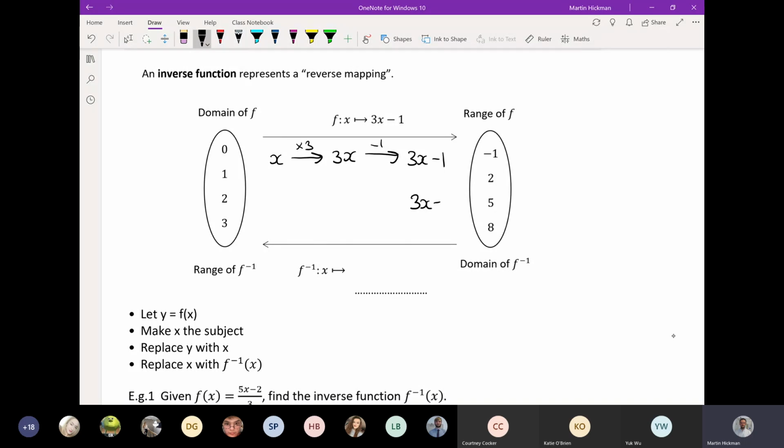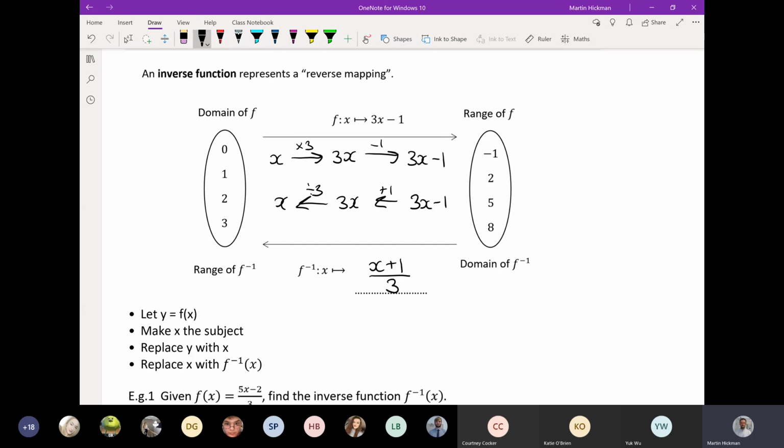Now, if I want to go backwards, so if I've got any numbers in my range and I want to go back to what it originally was, I'm going to have to add the 1, and that will just give me 3x, and then I will divide by 3. So if I want to go back, what I have to do to a value of x is add 1 to it and then divide by 3. So if 3x minus 1 is my function, my inverse function is x plus 1 over 3.